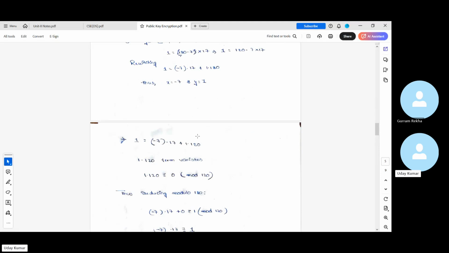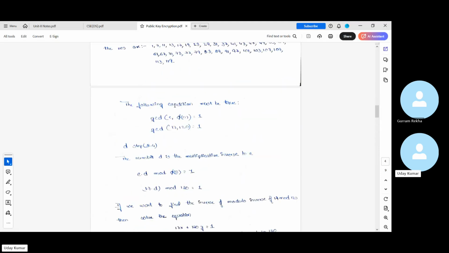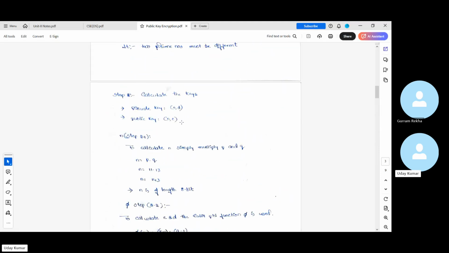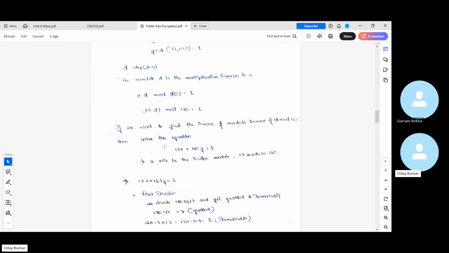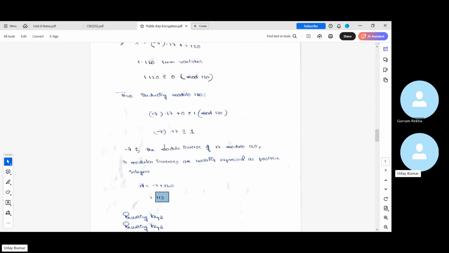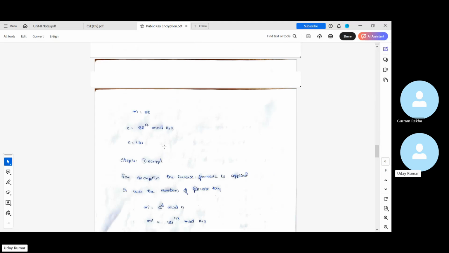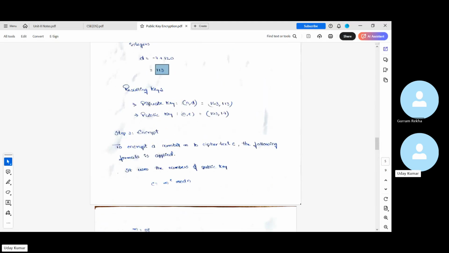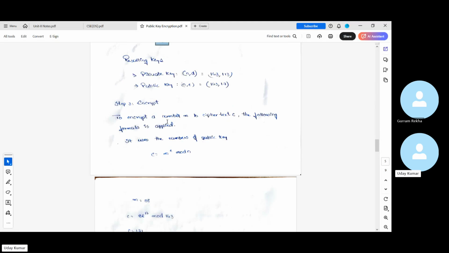So once you get the values of n, e and d, students, you can represent the public key and the private key. The n is 143, right? So first, the private key is n comma d, which is 143 comma 113, and the public key is n comma e, which is 143 comma 17.